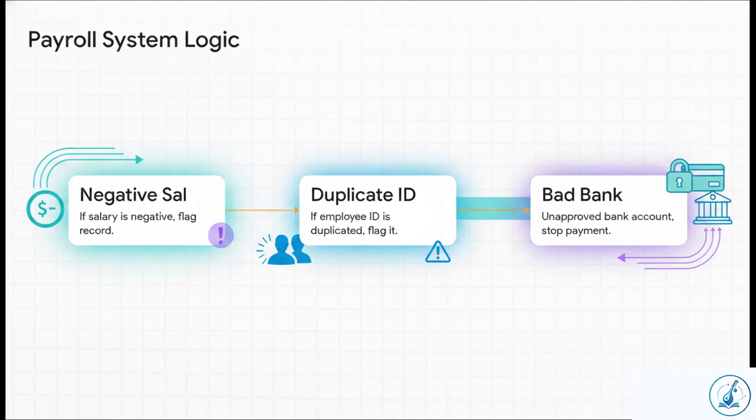Step 1, if the salary is negative, flag the record. Simple, right? Step 2, if the employee ID is duplicated, flag it. Step 3, unapproved bank account, stop the payment. When your environment is perfectly stable, this step-by-step deterministic logic is absolutely bulletproof.